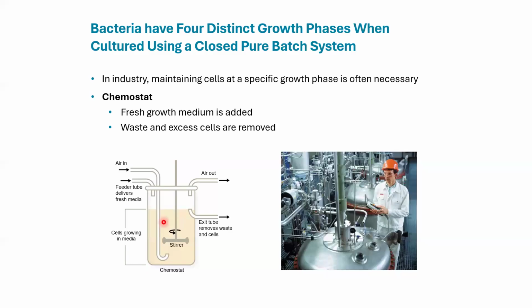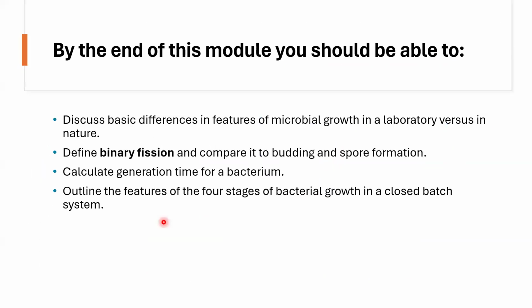All right. So at this point, you should be able to, I'm going to go back to the beginning because I didn't copy it to the end, discuss the basic differences and features of microbial growth in laboratory versus in nature, define binary fission and compare it to budding and spore formation, calculate generation time for a bacterium, and outline the features of the 4 stages of bacterial growth.